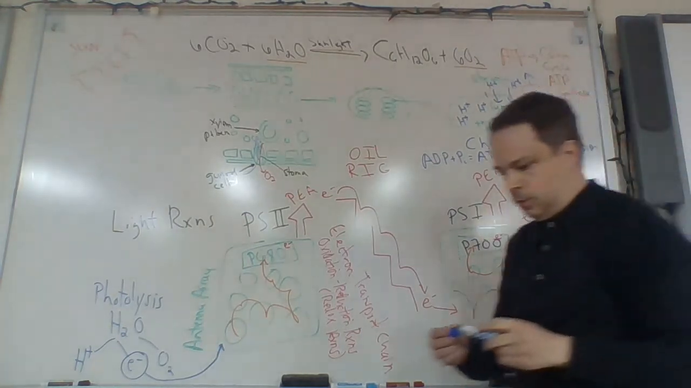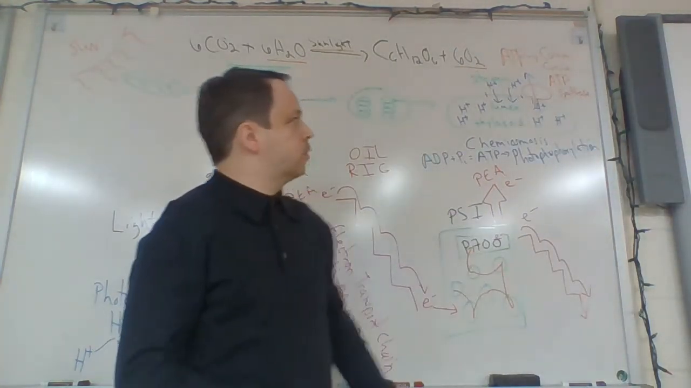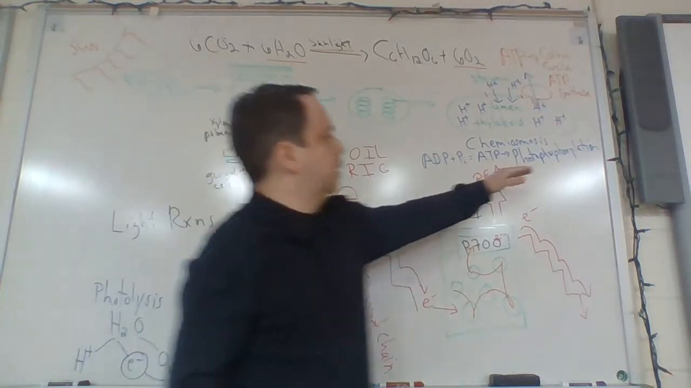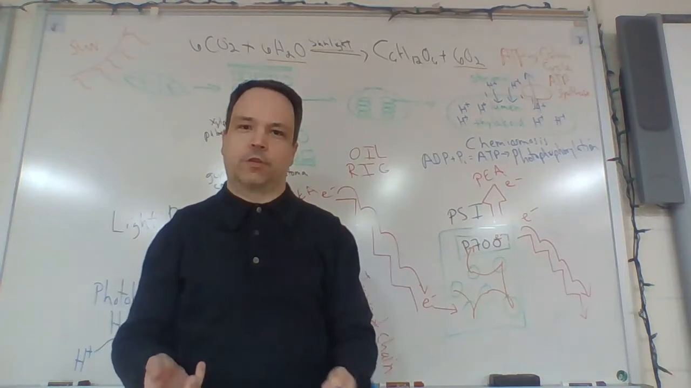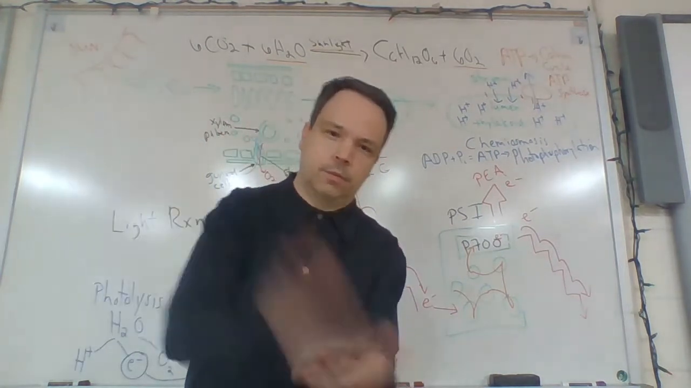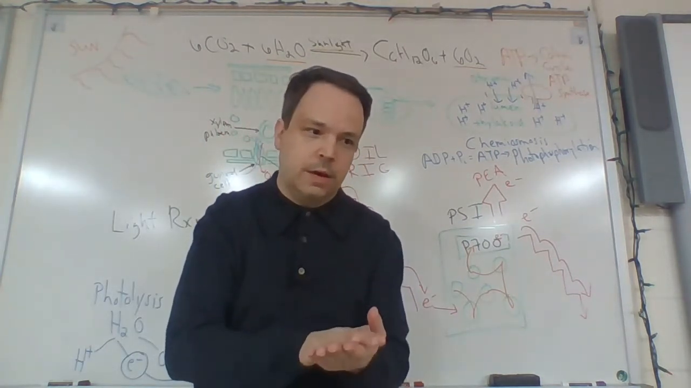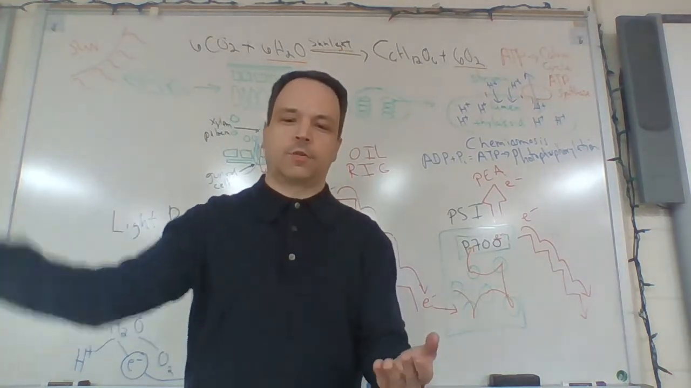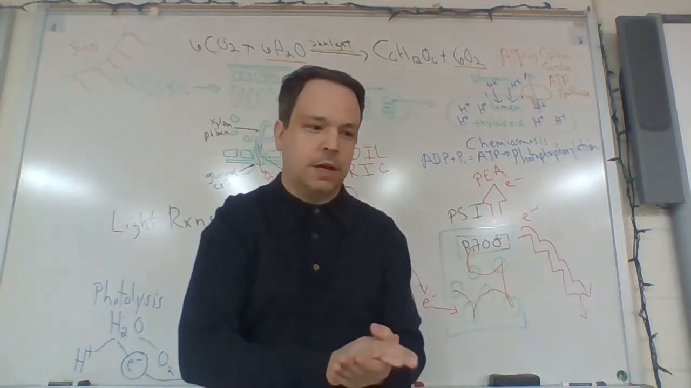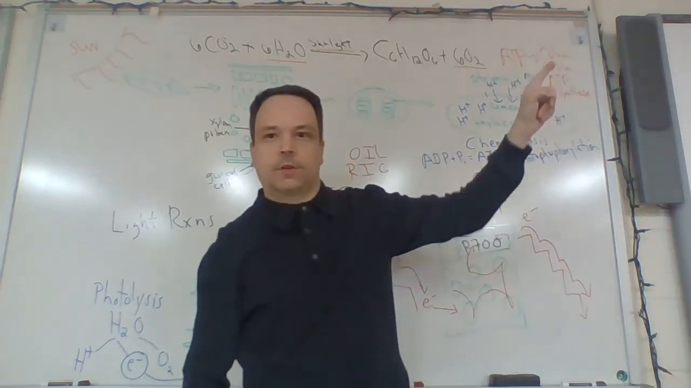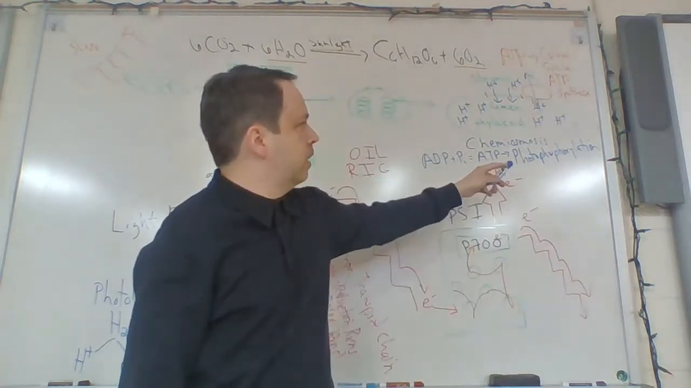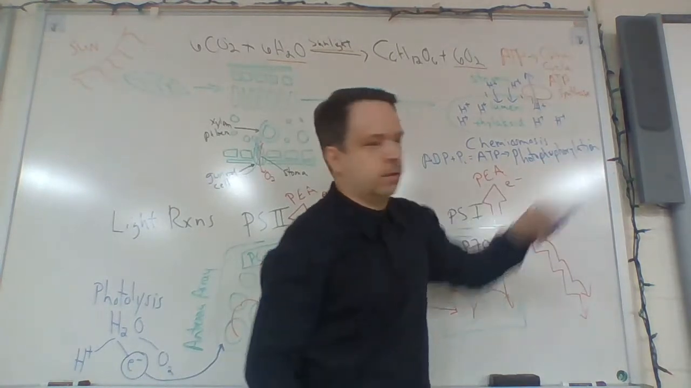Photophosphorylation. I'm just letting you know, because you might see that word again in the future. I just want you to know what that is. It's just the action of taking a phosphorus and attaching it to an ADP. When you take one phosphorus and attach it to ADP, you create ATP, adenosine triphosphate. In this case, it's called photophosphorylation.